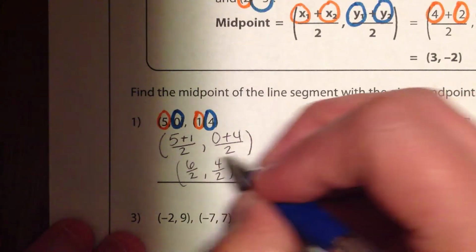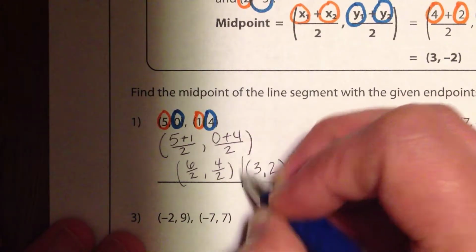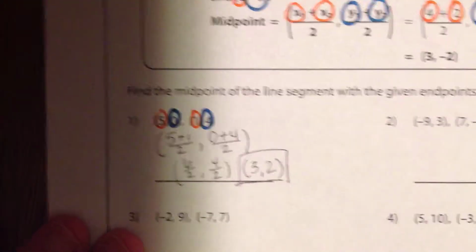We can clean that up a little bit. 6 divided by 2 is 3. 4 divided by 2 is 2. That's our answer.